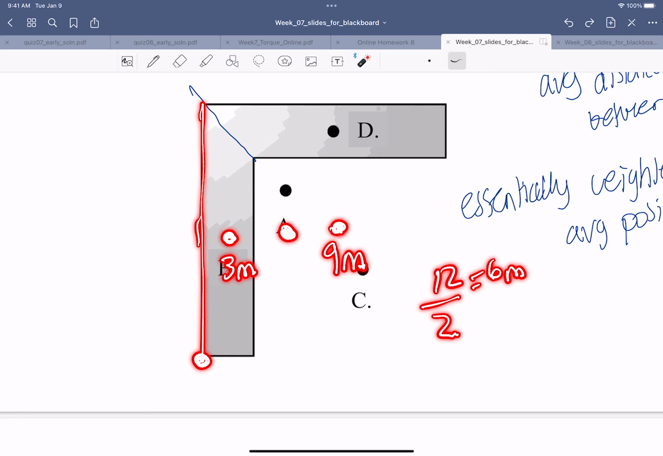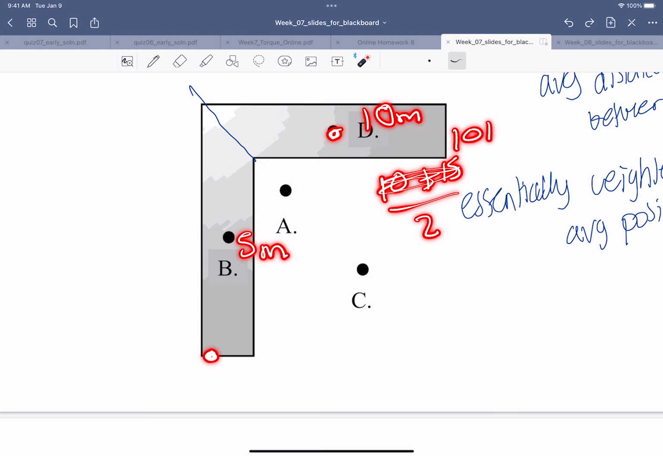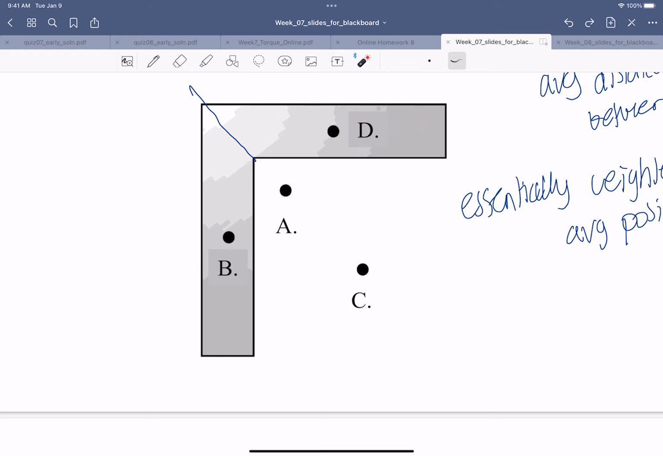Now, for the y component of the center of mass, if this was, let's say, 5 meters upwards from the bottom here, and D is 10 meters upwards, then 10 plus 5 divided by 2, 15 divided by 2, that's 7.5. So you can see that it's about at point A, for example.